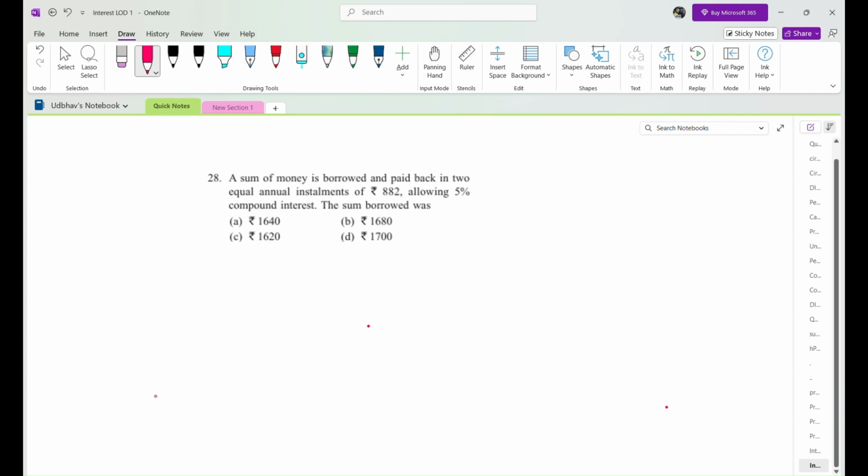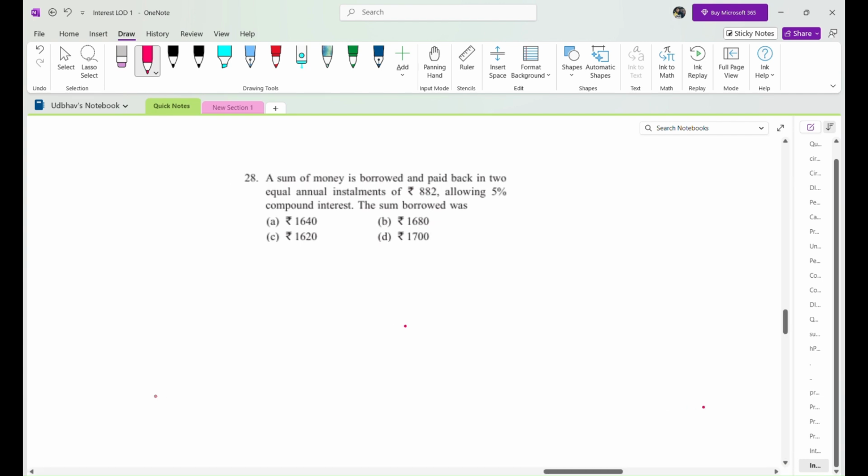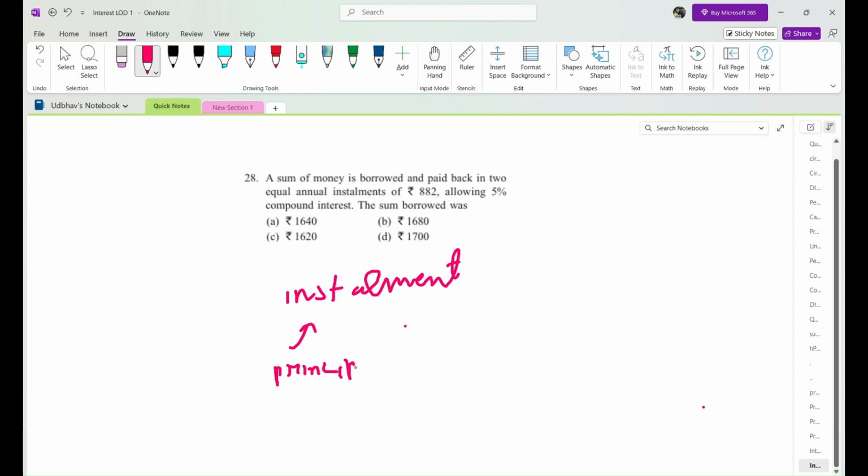So in this question a sum of money is borrowed and paid back in two annual installments of 882. So what does an installment mean? Installment is the amount you have to pay, that is the principal plus the interest on the amount which is left.